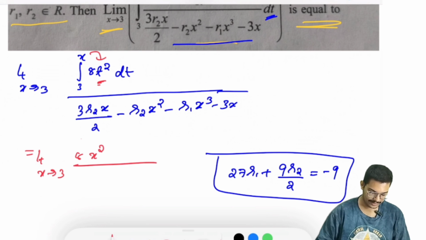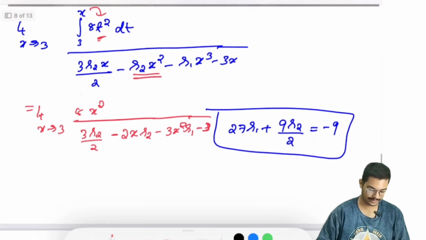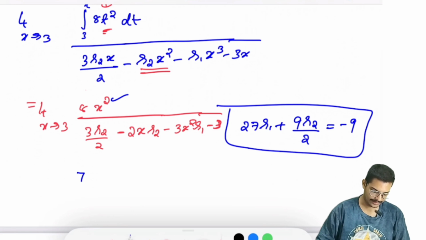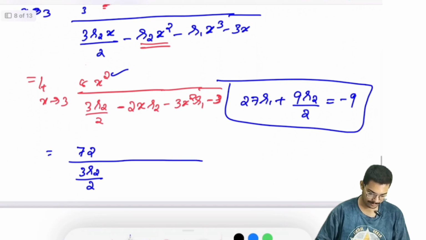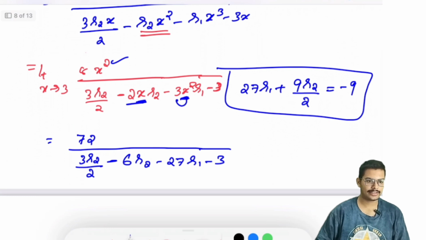The whole divided by, what is the derivative of the denominator this time? It is 3 r2 divided by 2 minus, this will be how much? The derivative of x square is 2x r2, minus the derivative of x cube is 3 x square r1, minus 3, the derivative of x is 1. Just took the normal derivative, differentiation. Now you can apply the value of x equal to 3. It will be 3 square is 9, 8 into 9 is 72, divided by 3 r2 divided by 2 minus, 3 into 2 will be 6 r2, minus 3 square is 9, 9 into 3 is 27 r1, minus 3.